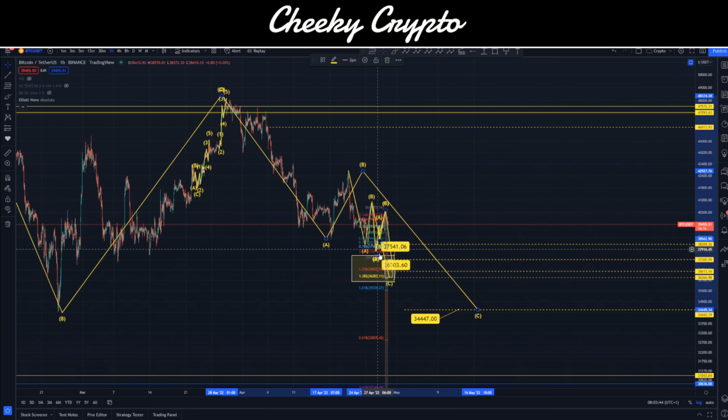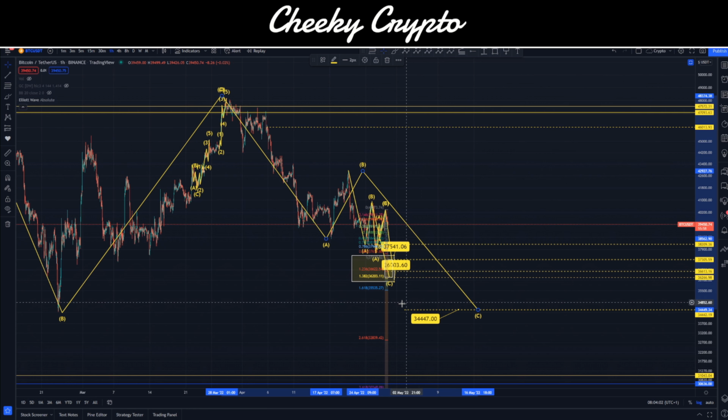Okay, so we end up with what might be this big ABC structure coming down. We then move on up, and then we move on back down again. That's kind of how I'm looking at this thing. I'm not looking at this as a single move. I'm looking at this maybe as a double or a triple corrective play, all inside this one C wave move down a little bit lower.